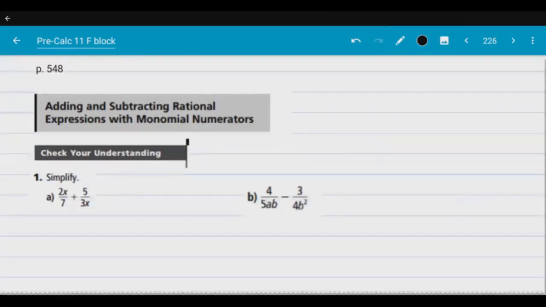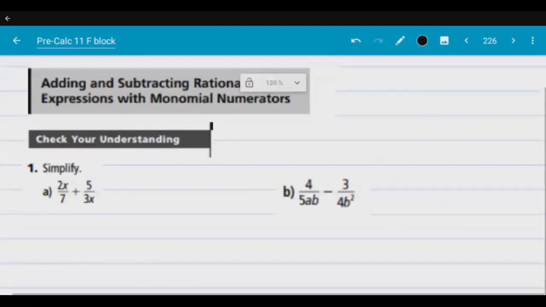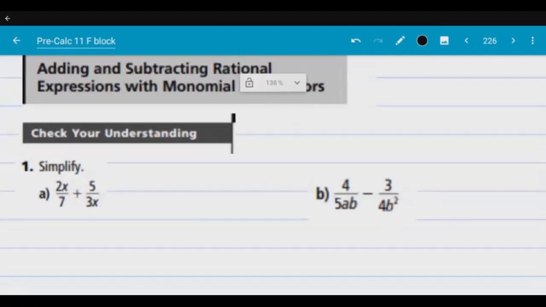Okay, next one. We're going to be adding and subtracting rational expressions with monomial numerators. And this one would be easy. So the numerators are just monomials, like one term. So once again, we need to have a common denominator for these two. Well, there's no other way but to just multiply the two. So a common denominator would be to multiply the 2. 7 times 3x would be 21x.